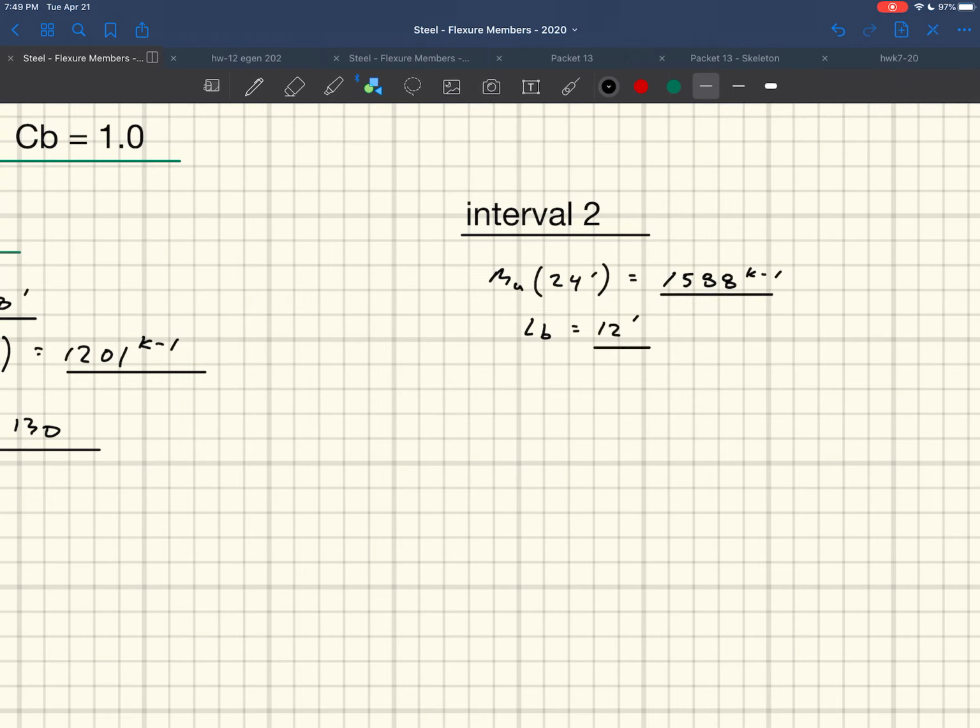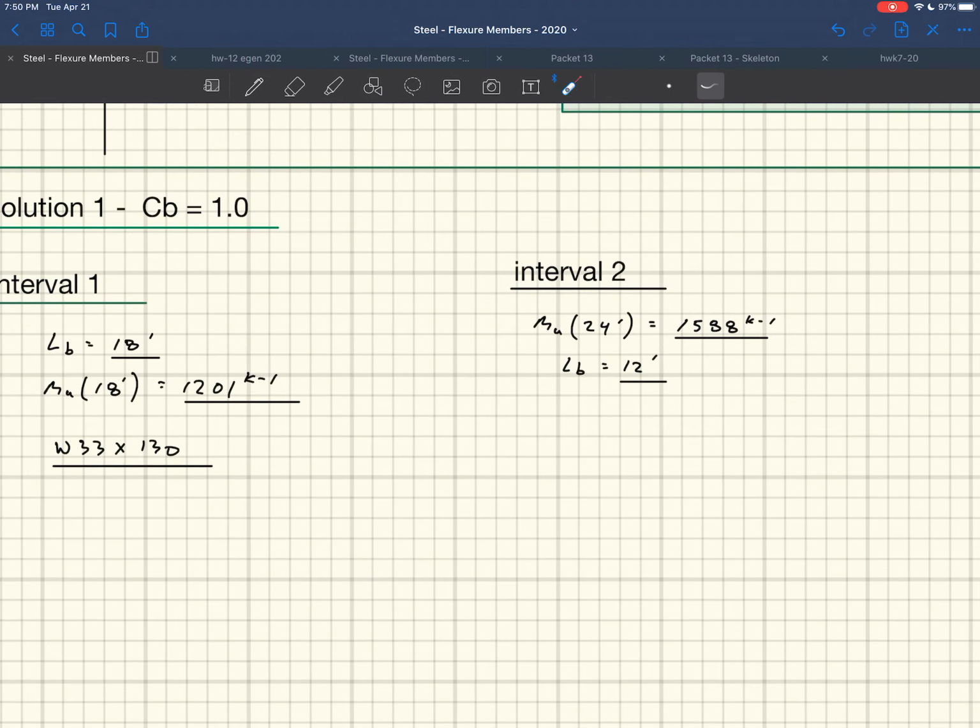1588 kip-feet and an unsupported length of 12 feet. Again, you're comparing: this has a bigger moment versus 1201, but the other has a bigger unsupported length, 18 feet versus 12 feet. So it's not clear which one controls.